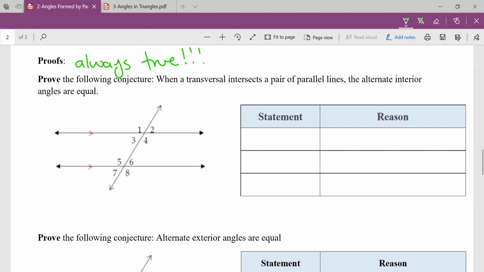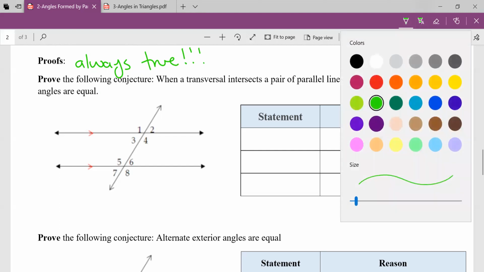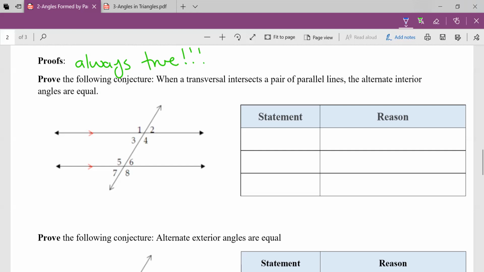What we're going to do is set this up. How we set up our proofs in this unit, friends, is we're going to set up a little box like this every time, with statement and reason. Our statement's usually going to have something to do with angles, and then our reason is why. Why did I make that statement? So what do we want to do? We want to prove that alternate interior angles are equal. My goal, what I want to prove, is that angle 3 is equal to angle 6. That's my goal.